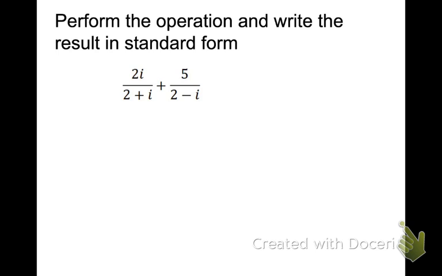Okay, so perform the operation. So I need to do what? What's it tell me to do? Add. And in order to add fractions, I have to have what? Common denominators. Now, my two denominators here happen to be what of each other? They're conjugates of each other. They happen to be that.